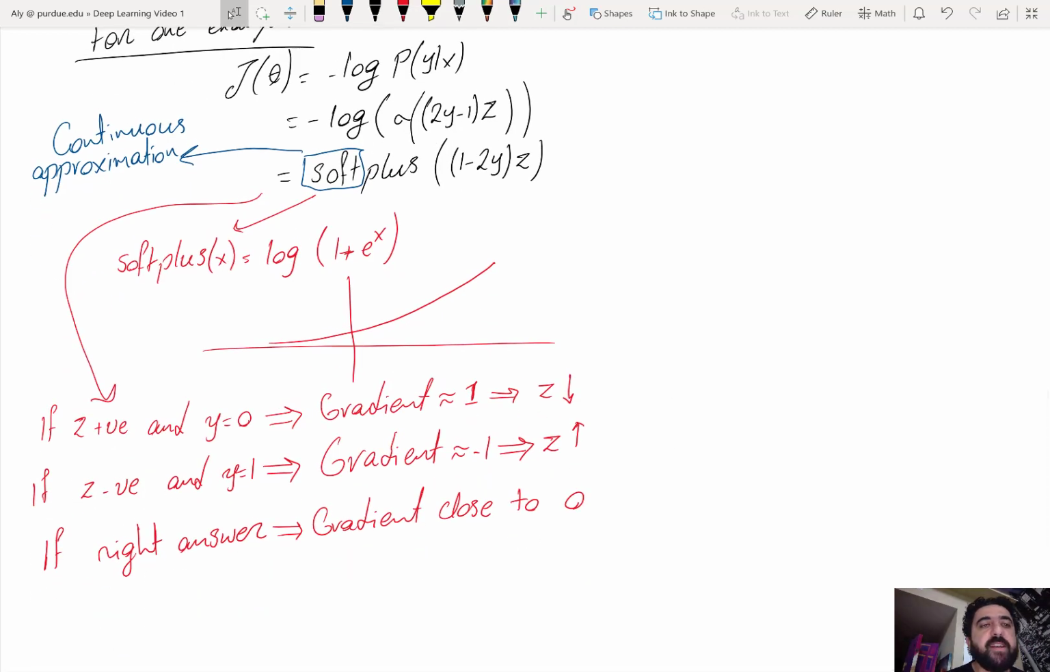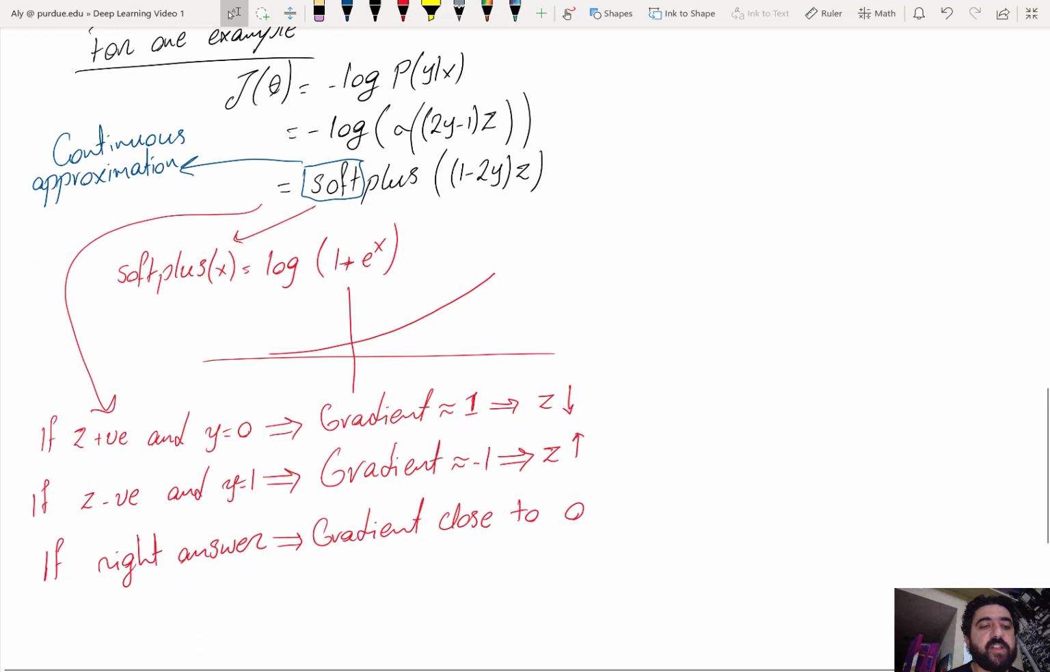Now, if we look at this cost function, if z is positive and y equals 0, then the gradient tends to be approximately 1. So it will push z downwards, and that's what we need to do. If y equals 0, we need z to be negative. If z is negative and y equals 1, it will push z upwards, in a way that has a consistent gradient direction, which is good for gradient-based learning.